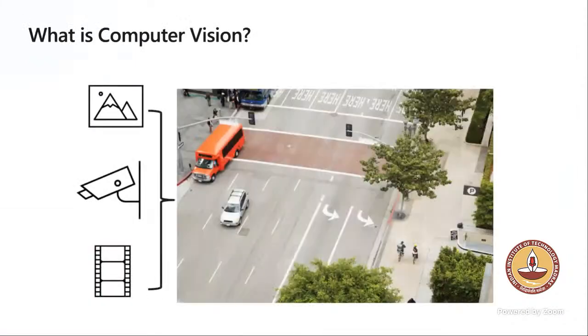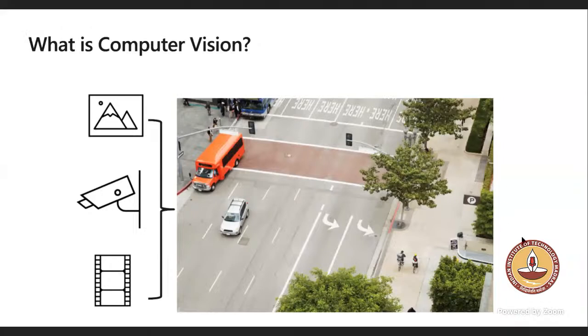So what is computer vision? See, this is a camera with maybe a reel or something. This is the image, and from this whole thing we can get an image. Okay, and now what do you want to do with the image? What kind of questions can you ask when you see this image?